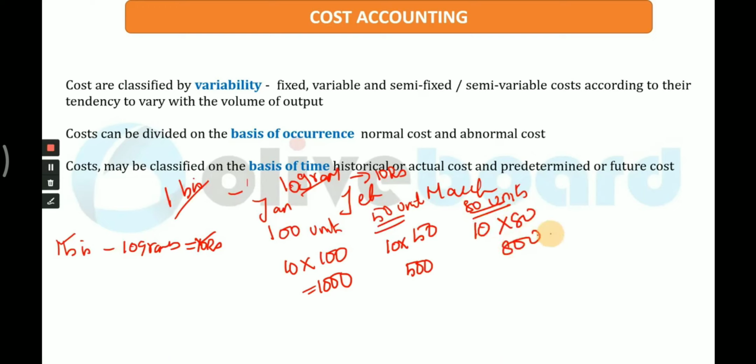Now, if you see here, what is happening, guys? When the outputs are changing, your cost is changing. Yes or no? Then this is called variable cost. The cost which varies with the level of output is called variable cost. All right. Then what is the semi-variable cost? Guys, it is a mixture of both.